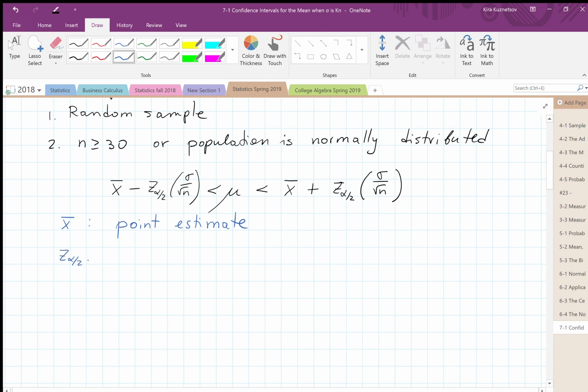Your z alpha over 2 is called the critical value. It's the z that is being cut off in the standard normal distribution. The whole interval is going to be called the confidence interval.